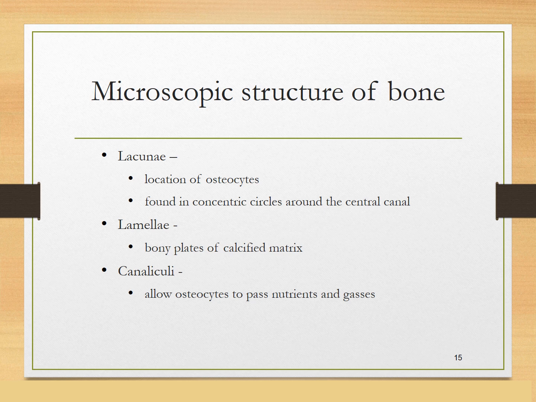Let's look at the microscopic structure of bone. Bone contains living, mature bone cells called osteocytes, and they live in little spaces called lacunae. They are found in concentric circles around the central canal. The central canal contains blood vessels and nerves. In between these circles of lacunae containing osteocytes, there are bony plates of calcified matrix. This is called the lamella. The lacunae are connected together by canaliculi, or little canals. This allows the passageway of nutrients and gases.